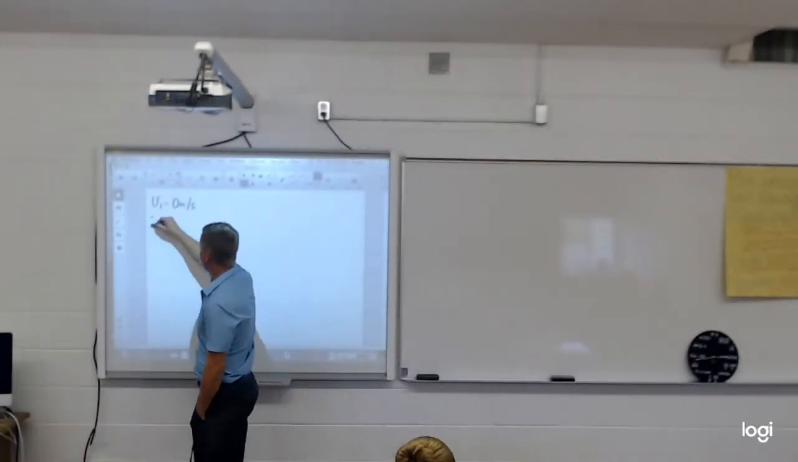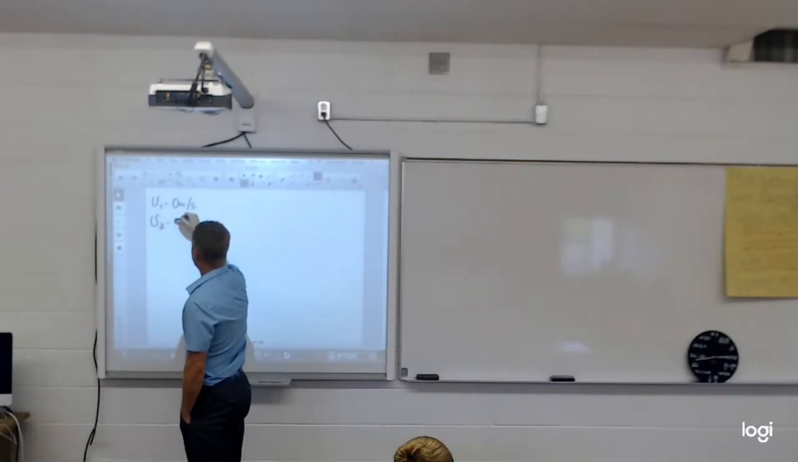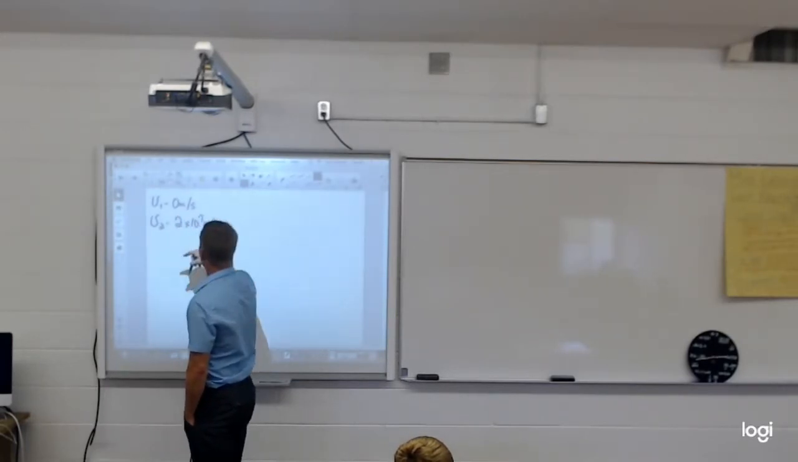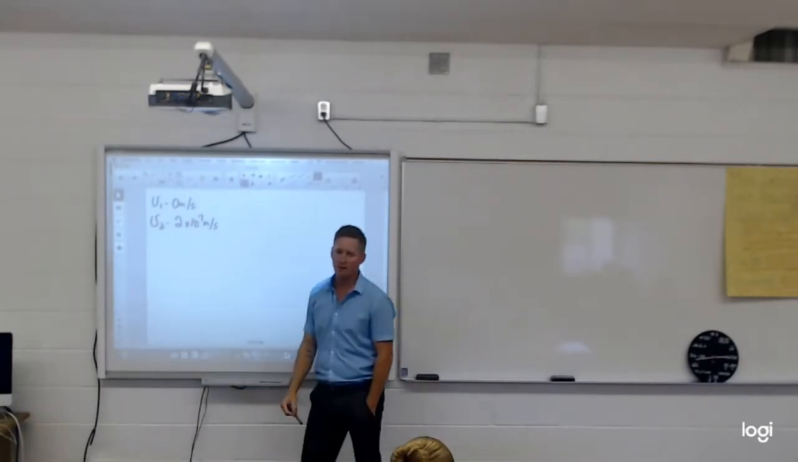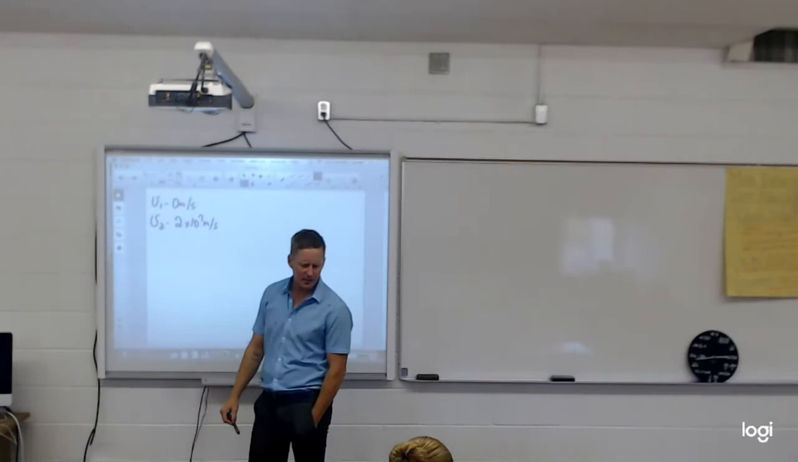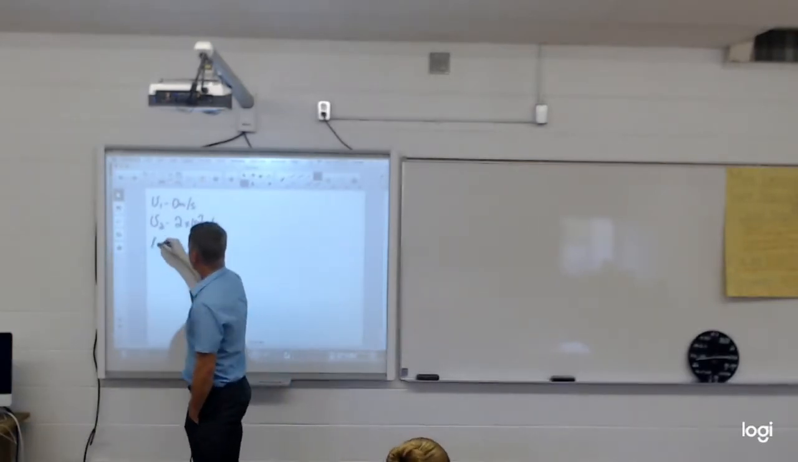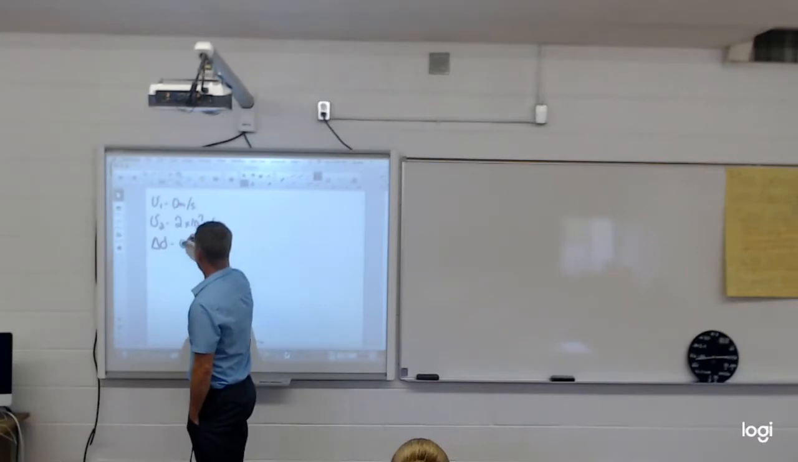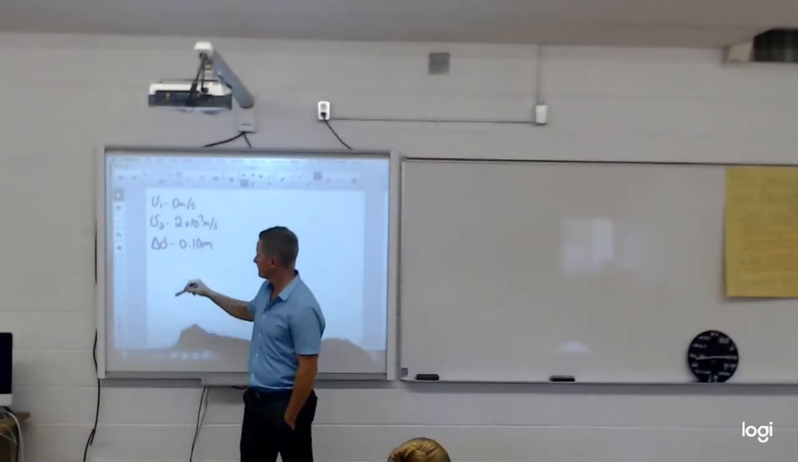B2? Was it 2 times 10 to the 7? Yeah. I also want my units on this guy too. I want my units when I'm listening in here. And then what else did it give us? What was the distance? 0.1 meters. And what did you ask to find?